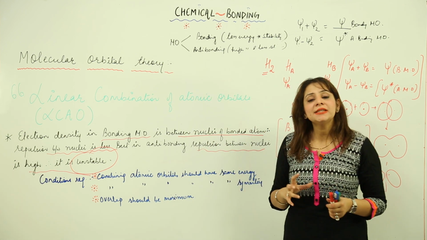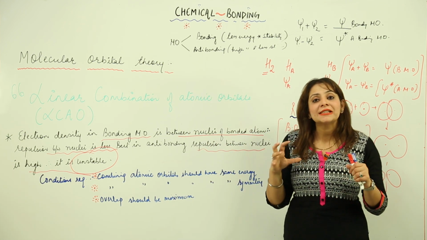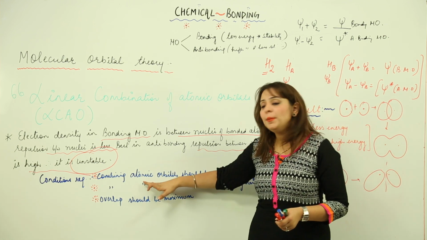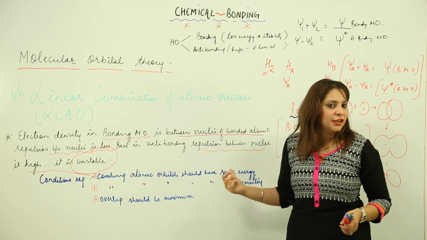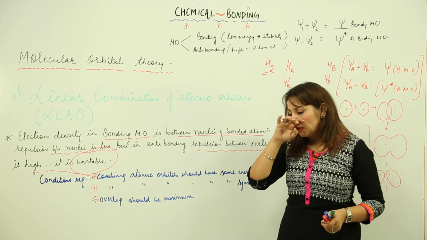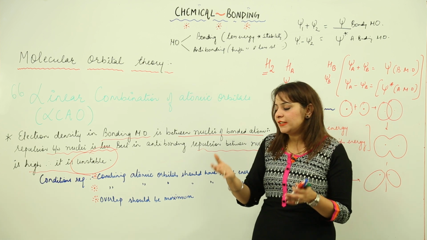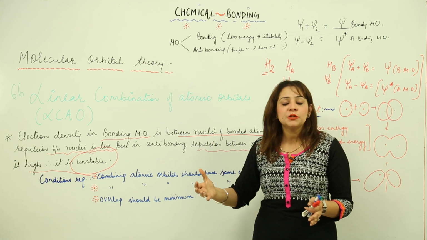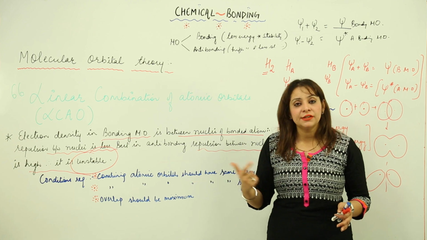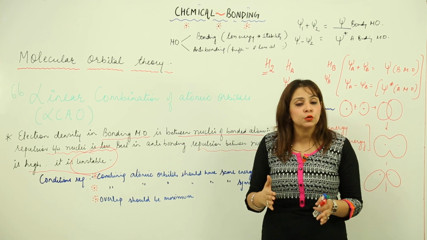Now what are the conditions actually required when the atomic orbitals combine with each other? The first condition is that the atomic orbitals should possess the same energies. Atomic orbitals must possess the same energies. Like you can combine S with S, but you cannot combine S with 2pZ, right, because the internuclear axis is different and even the energy difference is quite high.